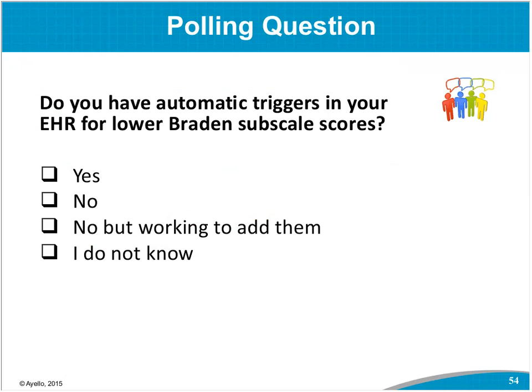Okay, I have another question for our participants. So do you have automatic triggers in your electronic health record for lower Braden subscale scores? So if you could indicate either yes, no, but we're working to add them, or I do not know. And I know that one respondent does not have electronics, so you're probably going to be picking no.